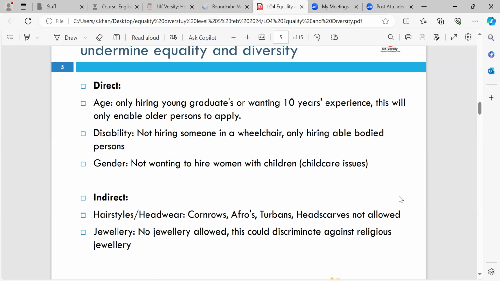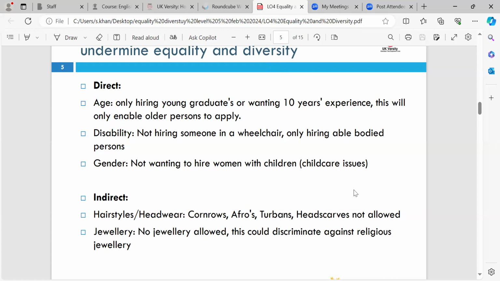Another one is gender, which is not wanting to hire a woman with children. I think that's a big issue at the moment as well, the flexible hours and childcare issues and things like that. Some organizations do discriminate against people that have children, and I think it's so unfair that we live in a society like that, because you can't prevent women from having children, can you? If they want to have children, they're going to have children, they have families. So that would mean that you wouldn't hire a woman who's at the same level as a man because she's got a child. Again, discrimination.